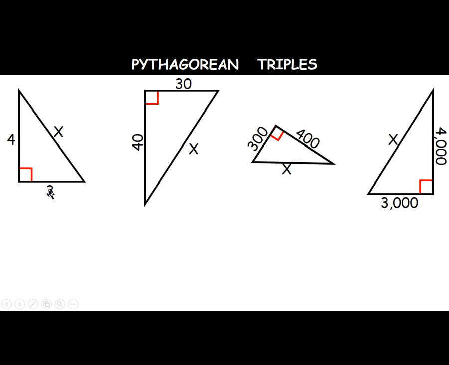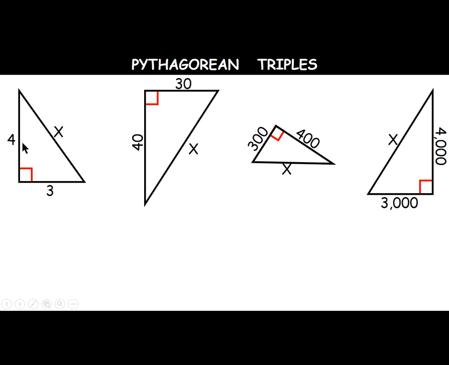In the first right triangle, the 2 legs are 3 and 4. You're looking for the hypotenuse. In the second triangle, it's 30 and 40, looking for the hypotenuse. In the third triangle, it's 300 and 400 for the legs. You're looking for the hypotenuse. And in the last one, 3,000 and 4,000 for the legs. You're looking for the hypotenuse. So there's obviously something going on with the numbers here.